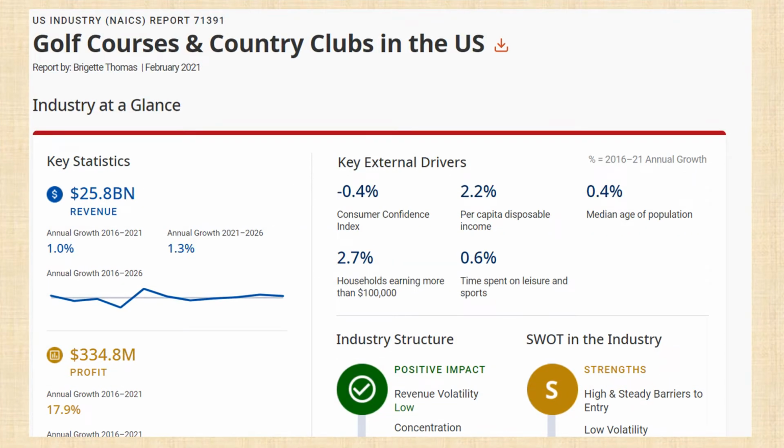Here's an example of the industry at a glance. It shows the annual growth rate for country clubs, the annual profit for country clubs, the key external drivers, and some other information, just as an example of one of about 55 or 60 pages that you would get if you downloaded the IBISWorld U.S. Industry Report for golf courses and country clubs.